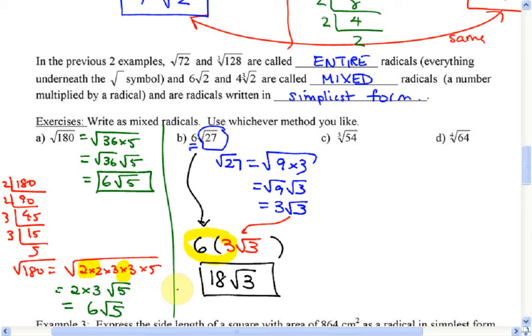Wait, can you just multiply the number in front of the brackets with the number in front of the... Yep. This is multiplication, right? Brackets all in multiplication. 6 times 3 is 18. Can you just multiply those two? Yeah. Don't multiply inside the square root, just multiply the outside parts. It's really good. Okay?